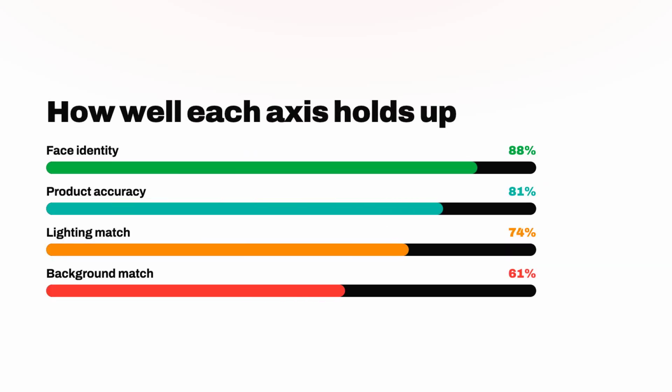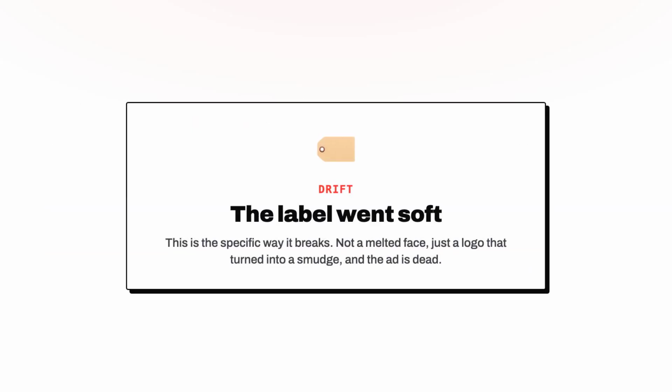Faces hold up best, which is the opposite of what everyone assumes. Backgrounds are still the weak one. And when it does break, it breaks in a really specific way. The product label goes soft, or the logo turns into a smudge. That kills an ad instantly.